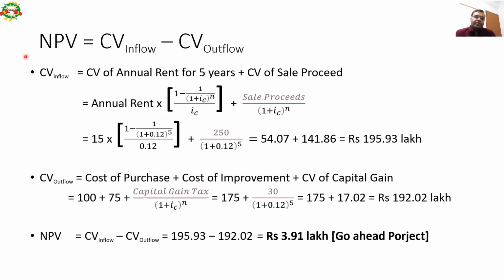So we know the formula for NPV, which is capital value of all inflows minus capital value of all outflows. So capital value of inflows is capital value of rent for 5 years plus capital value of sale proceeds of the land. So the capitalized value of 5 years is annual rent into year purchase for 5 years, and then the capitalized value of sale proceeds divided by a single capitalization rate of (1 plus IC) raised to power n. So in this formula we will put the figures of 12% in IC and n equal to 5. It gives us the capital value of the total inflow, which is 195.93 lakhs.